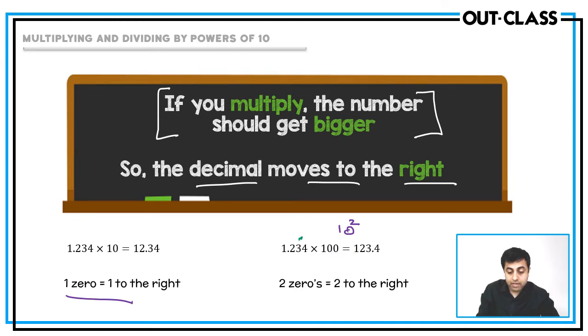And importantly, what's going to happen to the decimal? The decimal is here right now, and it will jump 1 and 2 places to come right after the 3. So it will become 123.4. Two places to the right.